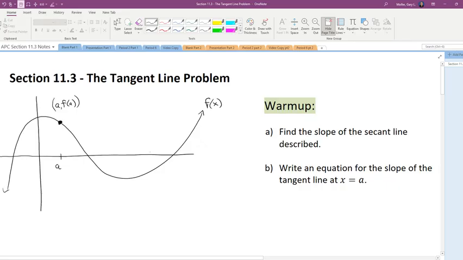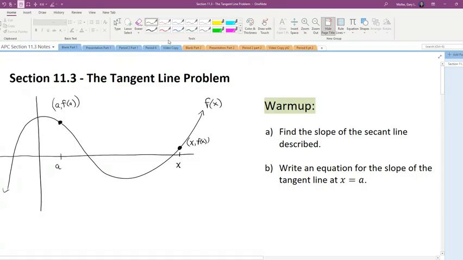So here's what we're going to do. On warm-up part A, we're going to find the slope of the secant line. And so first we need a secant line. If you remember, a secant back from the geometry days was a line or line segment that intersected the curve, the circle, in 2 places. So instead of focusing on the tangent right now, I'm going to go ahead and just grab another point. I'm going to call this the point x. And so this is the point (x, f(x)).